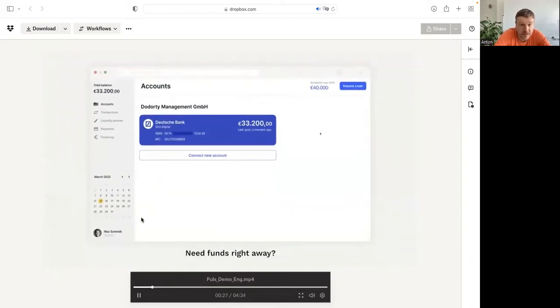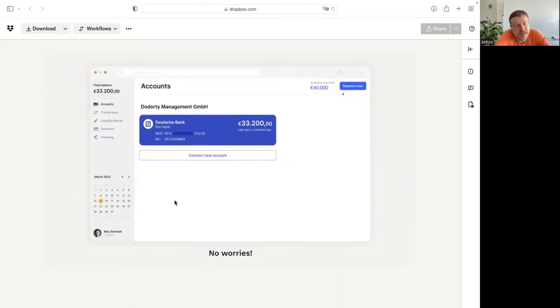Need funds right away? No. I need to stop it. Yeah. So basically, what is this all about? This is the software which gives you an opportunity to calculate all your cash needs in real time. And in addition, as a bonus, it gives you an opportunity to borrow money from an institution.